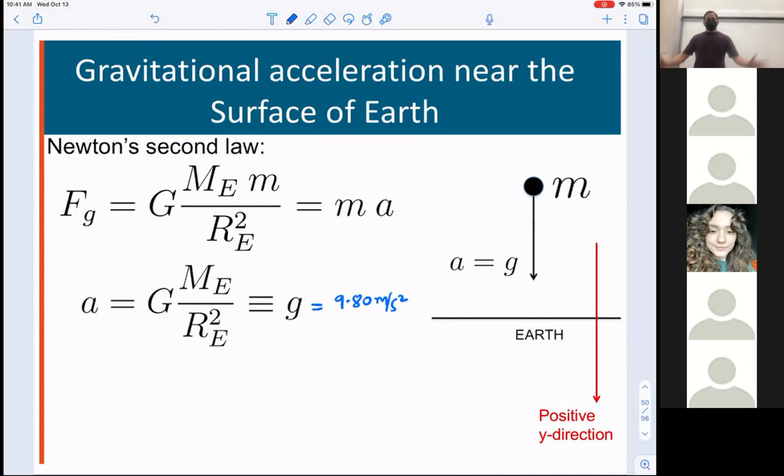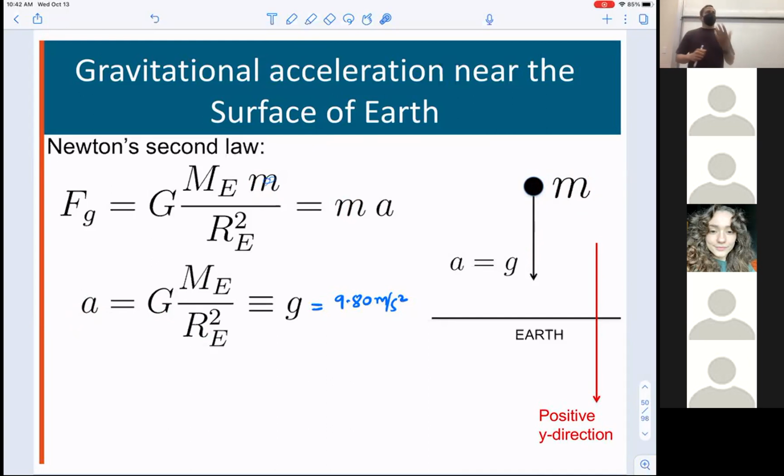Again, let's step back and appreciate how amazing this is. Experimentally, people found that everything was falling with 9.8 meters per second squared, no matter what you dropped, and you can see why that is, because the m here cancels out. So you see that the acceleration of any object in free fall doesn't depend on its mass. It only depends on the gravitational constant, the mass of the Earth, and the radius of the Earth. It doesn't matter whether this is a hammer or a feather. They will fall at the same rate, 9.8 meters per second squared.